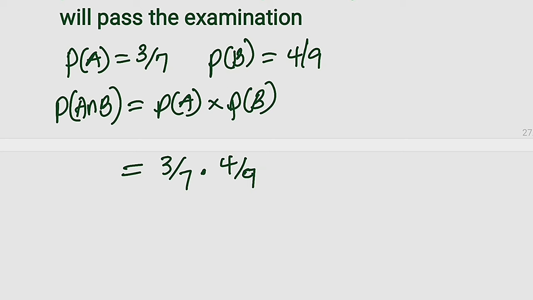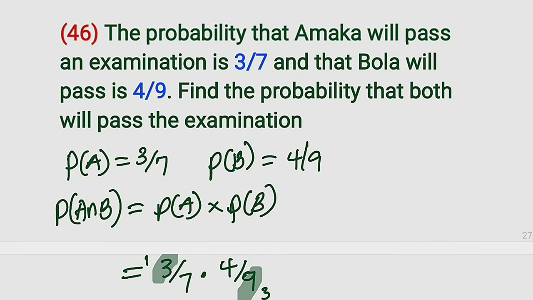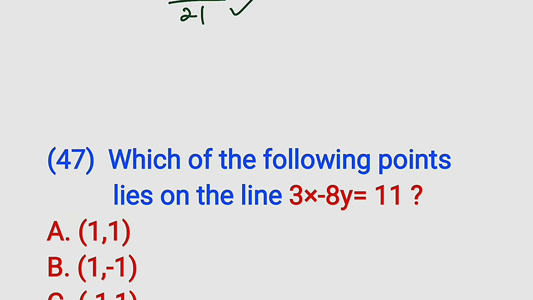Okay, this is 9, sorry. And 3 can divide itself exactly 1 time, and it can divide 9 exactly 3 times. So to the top we have 1 times 4, which is 4, and to the bottom we have 7 times 3, which is 21. And hence this is said to be the probability, 4 divided by 21. Let us move on to question number 47.